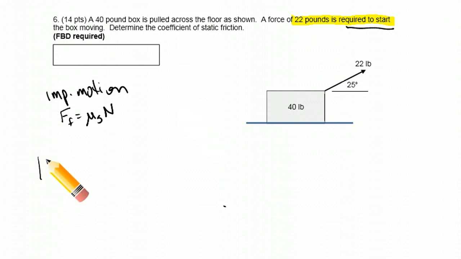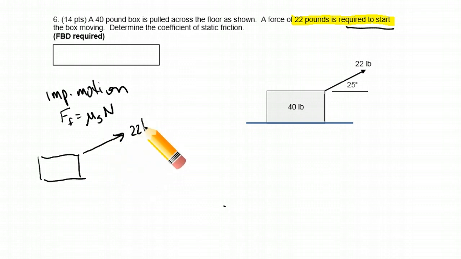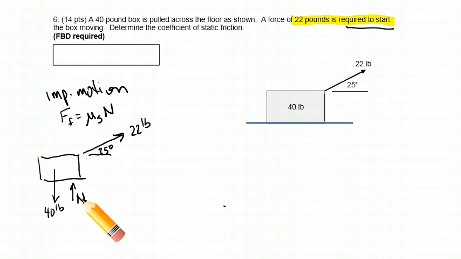Let's go ahead and draw a free body diagram. 22 pounds, angle of 25 degrees. We're going to have a weight of 40 pounds. We're going to have a normal force. Don't make the mistake of saying that the normal force is equal to the weight. This angled force is going to make that not true. And friction. Standard coordinate system.